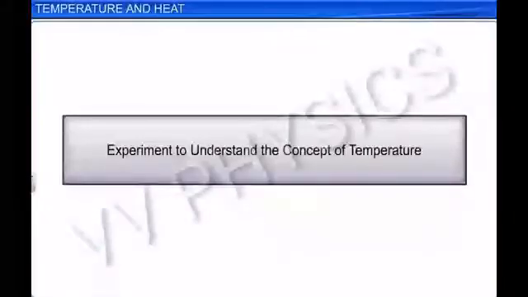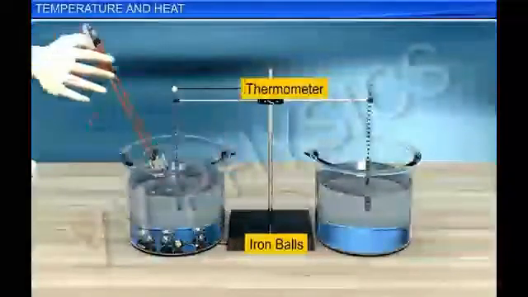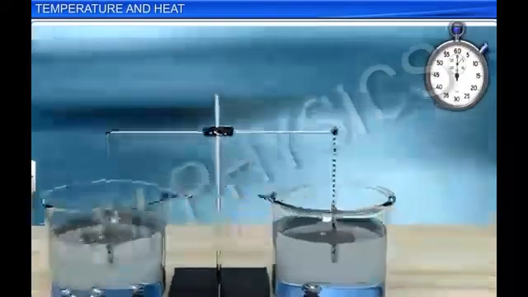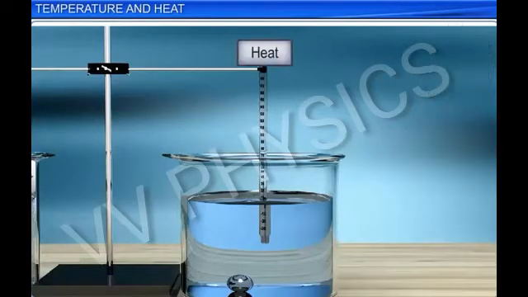Let's conduct an experiment to understand this concept better. When a hot iron ball is dropped into a trough containing cold water, we observe the temperature of cold water increasing. Before we continue, let us define heat. Heat is defined as a form of energy that flows from a hot body to a cold body when they are in thermal contact. Heat is an energy that is in transit. Here, the heat flows from the iron ball to the cold water.